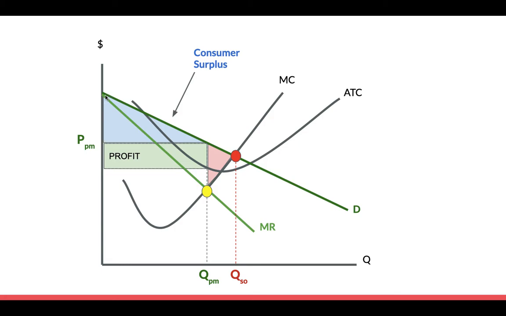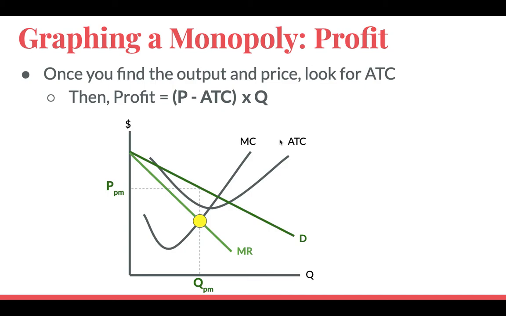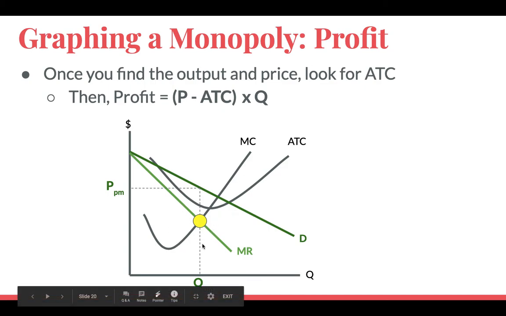So this consumer earns this much surplus. This consumer, this much, right? It's willingness to pay minus price. So this entire area is filled up, and that becomes our consumer surplus. So this is what a profitable monopoly looks like.